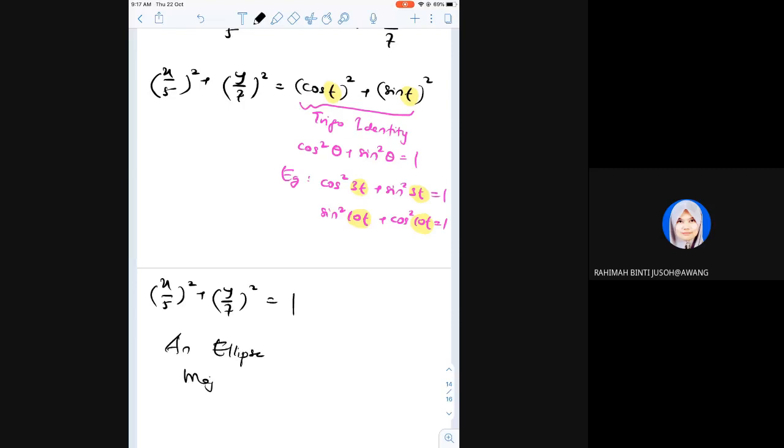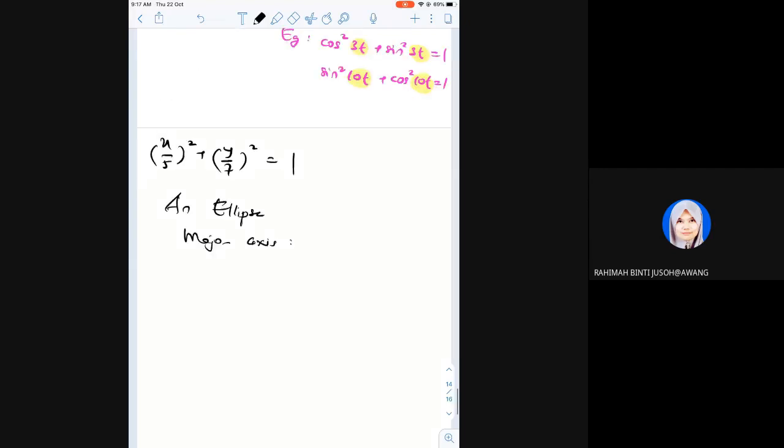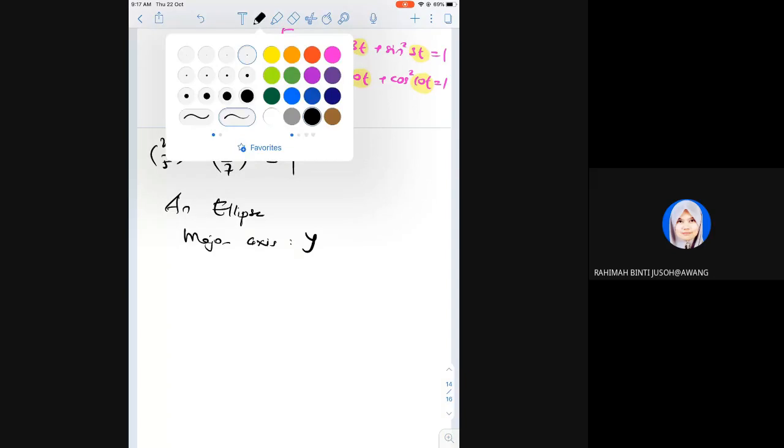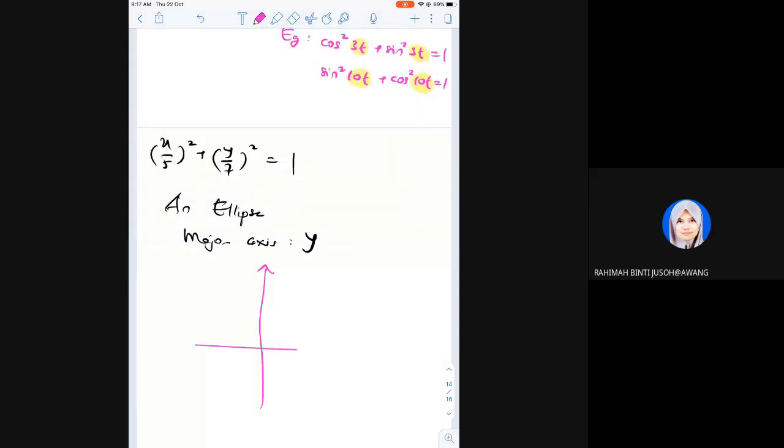What is the major axis now? Which one is greater, 5 or 7? Y is greater. Yes, it is y. Okay, well done, good. Therefore, we can happily draw it, since we already know it is an ellipse. X, Y axes. Let's draw it, long towards Y. Like that. So this is 7, this is 5. This is -5, this is -7. That's it. Now, what's the orientation?